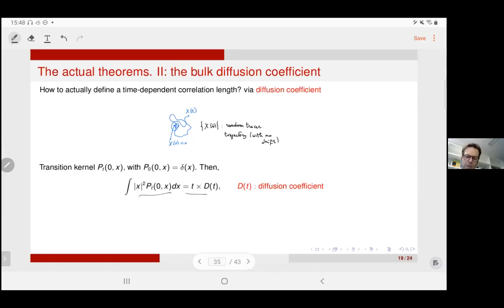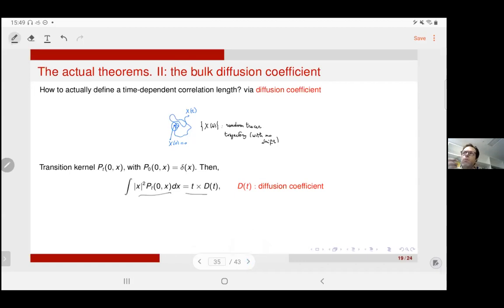But I mean, this D(t) could itself diverge with t, in which case the process would be superdiffusive, or it could go to zero. It would be subdiffusive. Okay, so this would be for a particle moving randomly without any overall drift. So can we do something similar for our equation?